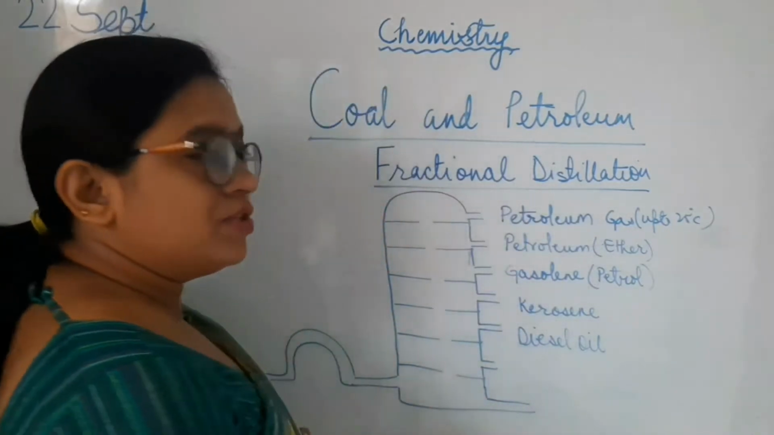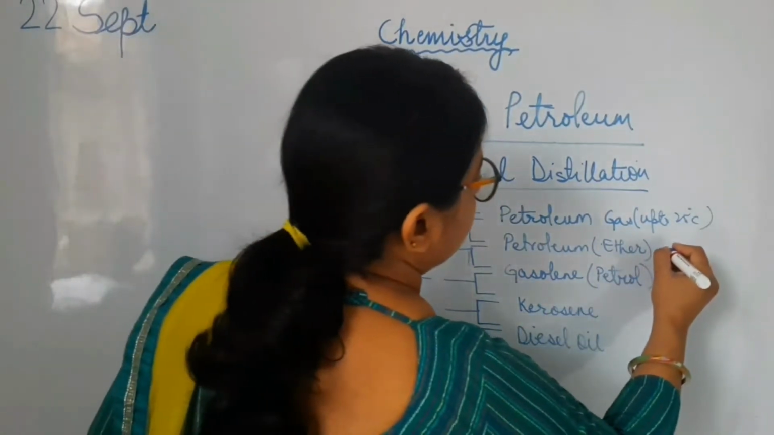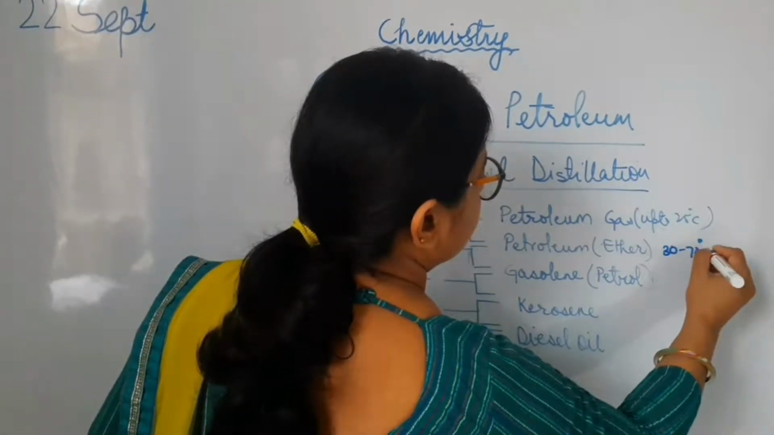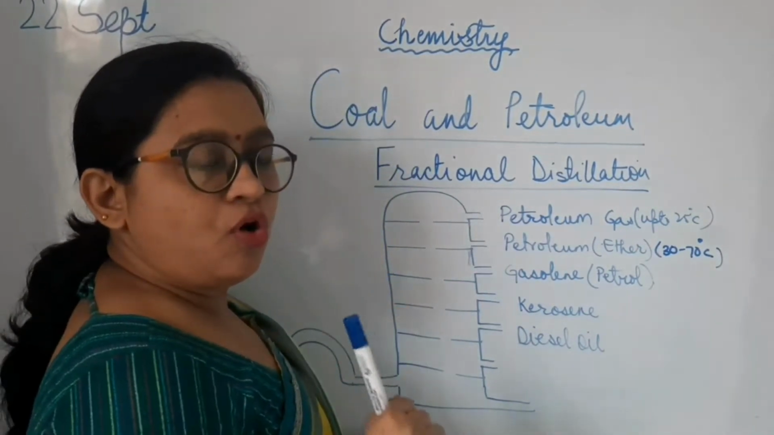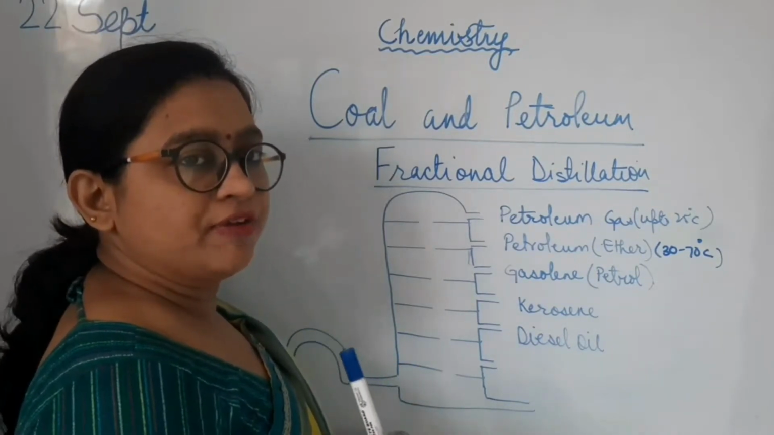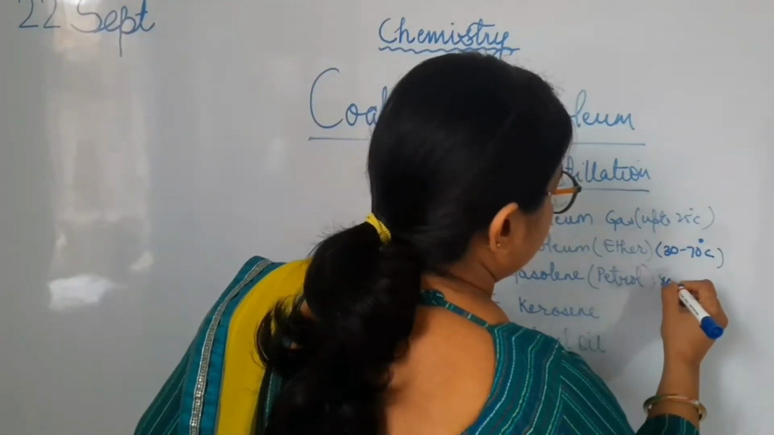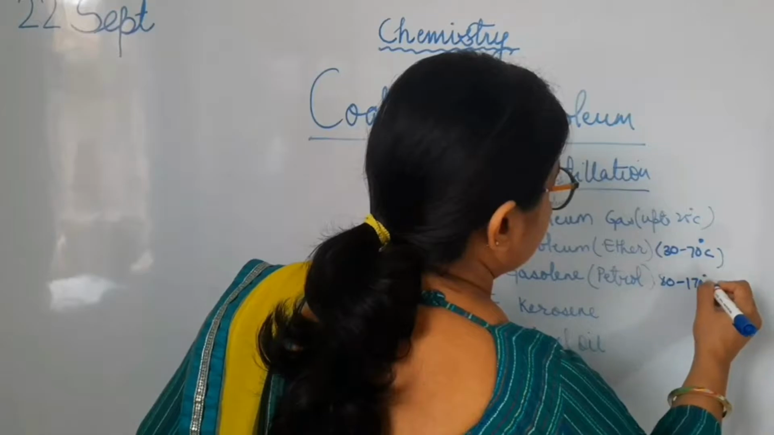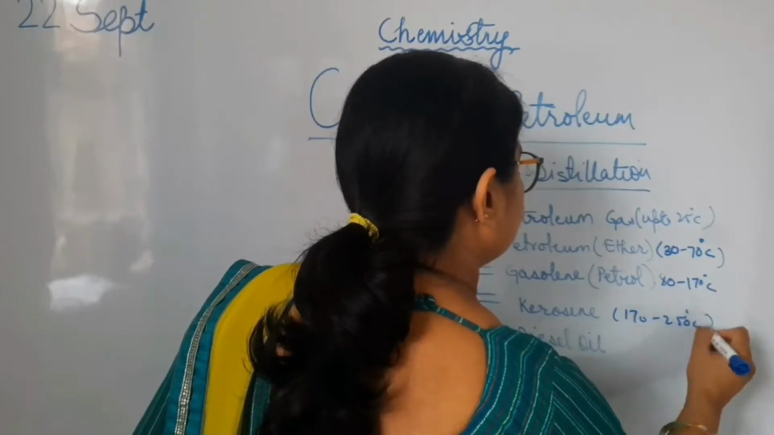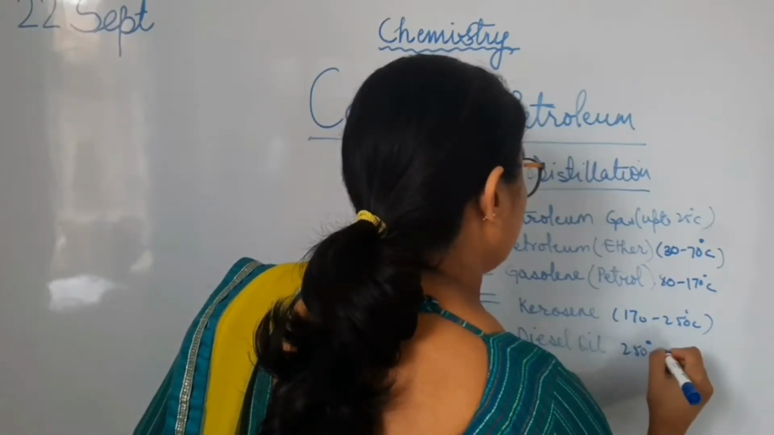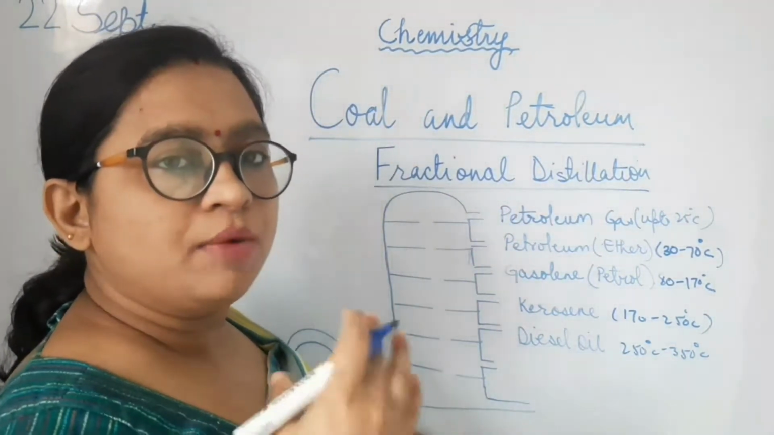Let's see the temperature at which they are separated. We have seen that it is 25 degrees Celsius. Petroleum ether is obtained at 30 to 70 degrees Celsius. As I've already discussed in our previous topic, the difference of the temperature should not be less than 25 degrees Celsius. So you can see the different temperatures. Here it is 80 to 170 degrees Celsius. Here we get 170 to 250 degrees Celsius and 250 to 350 degrees Celsius. This means at separate temperatures the components get separated.